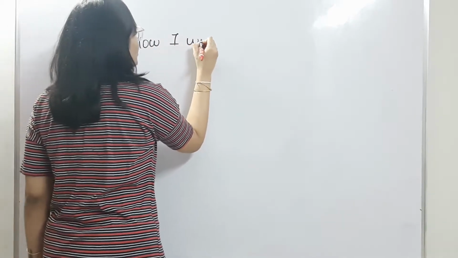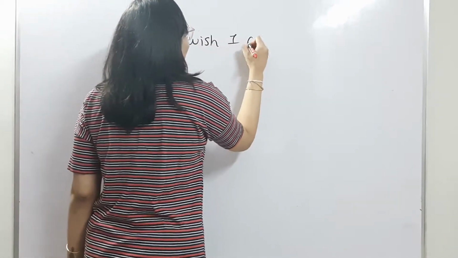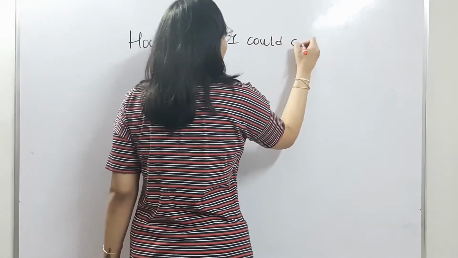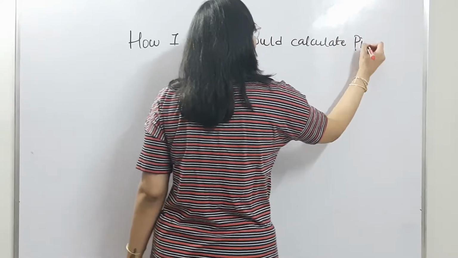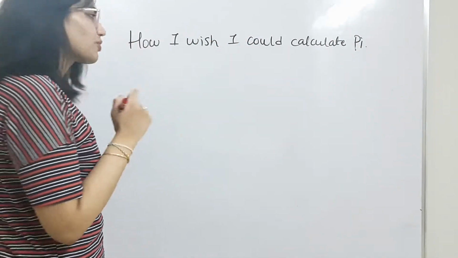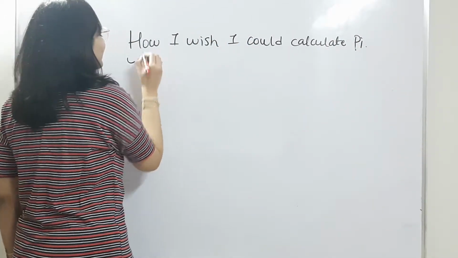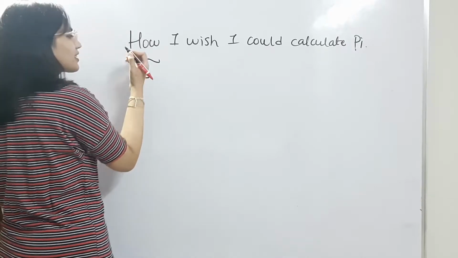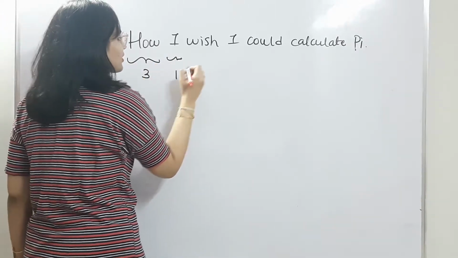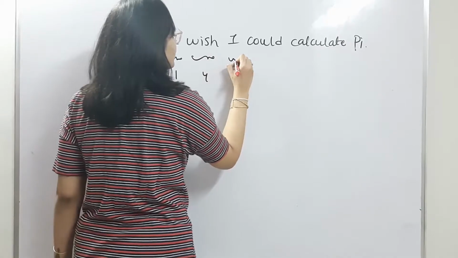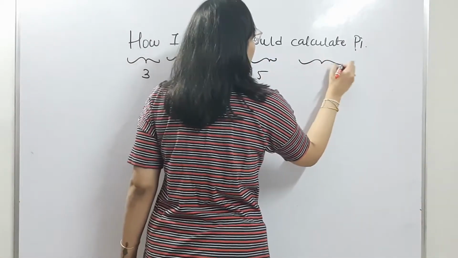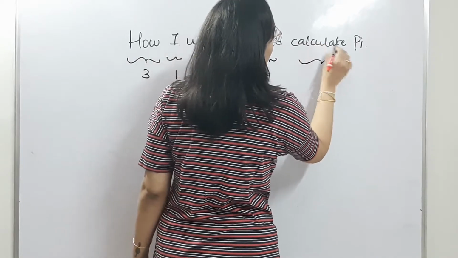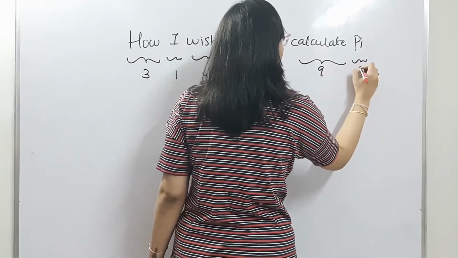How I wish I could calculate pi. Just remember this. And then write the digits. How many letters are there? 3 letters. How many letters? 1 letter. This is 4 letters. This is again 1. This is 1, 2, 3, 4, 5. This is 3, 6, 9 and this is 2.